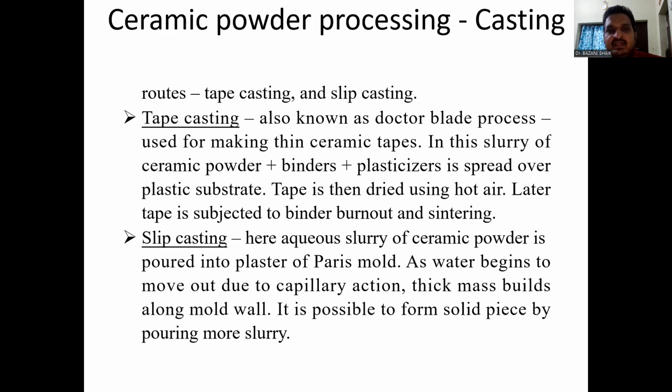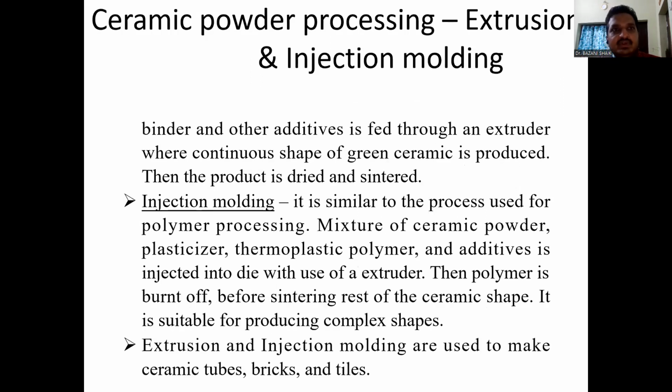And coming to slip casting, a pure slurry of ceramic powder is poured into a plaster of Paris mold. As water begins to move out due to capillary action, a thick mass builds along the mold wall. It is possible to form a solid piece by pouring more slurry. This is the ceramic powder process related to casting.